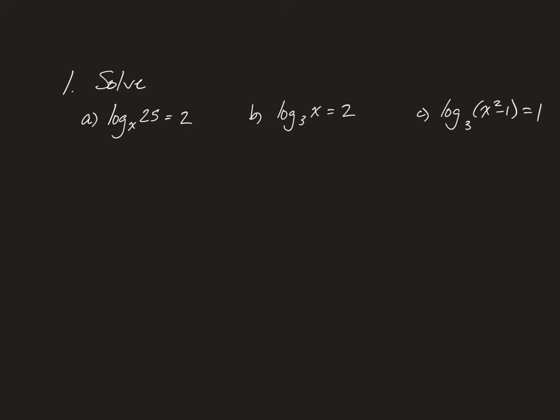Really what we're doing is changing the form. If we take a look at the equation given in A, log base x of 25 equals 2, I can change my equation from log form into exponential form. Therefore, I would get x squared equals 25. Now I've created a polynomial equation I can solve. We take the square root of 25, and I notice that I get plus or minus 5.